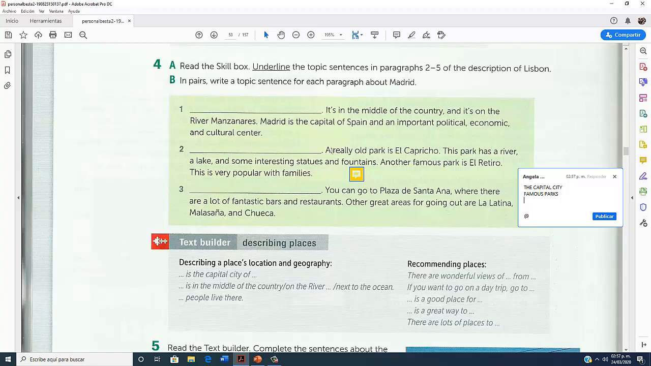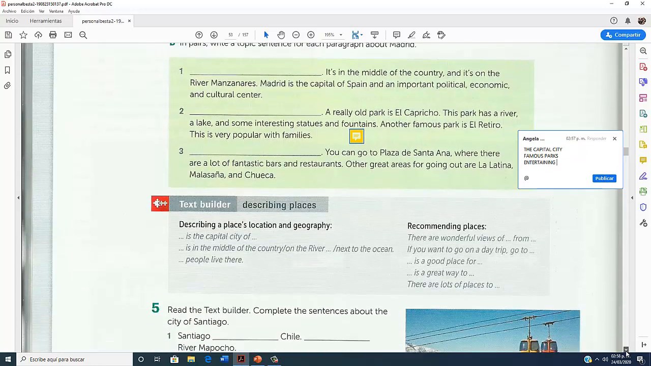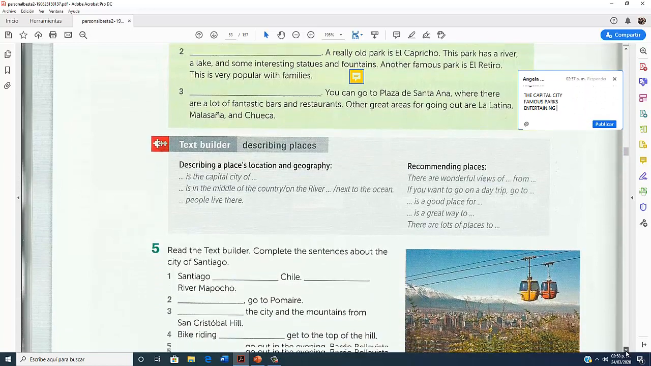You can go to Plaza Santana where there are a lot of fantastic bars and restaurants. Other great areas for going out are La Latina, Malasaña, and Chueca, where there are a lot of fantastic bars. Entertaining, for example. No, this is a sentence. In this paragraph, we have information about entertaining places or places where you can have some fun.